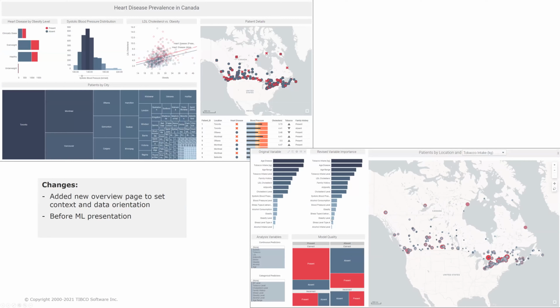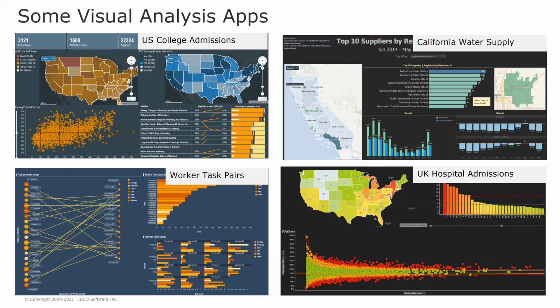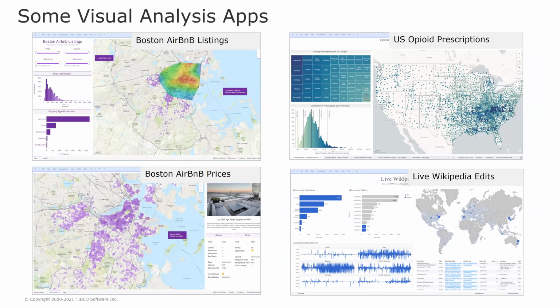And this is an ML dashboard on predicting heart disease, or on variable importance of heart disease. I added a new page on just setting up the context of the data first. Here are some visual examples of using a dark background, and here are some visual examples of using a light background as an example.